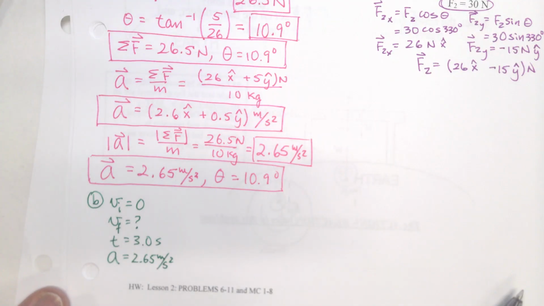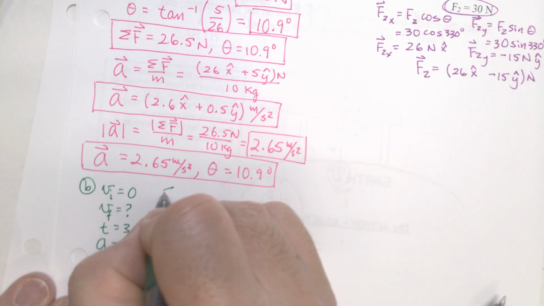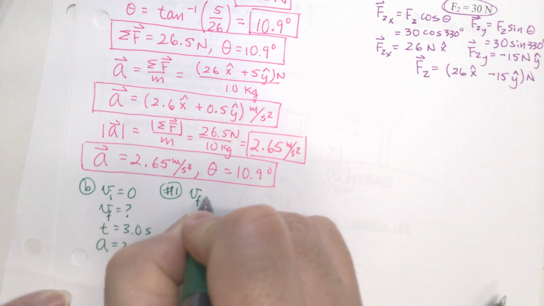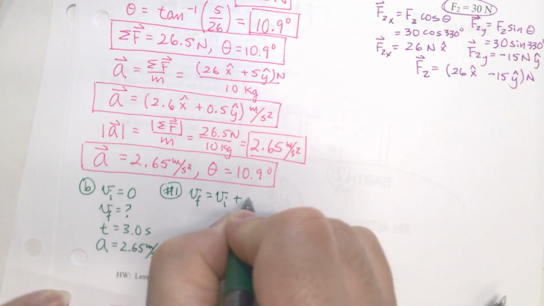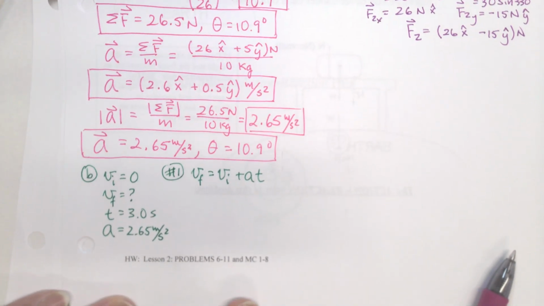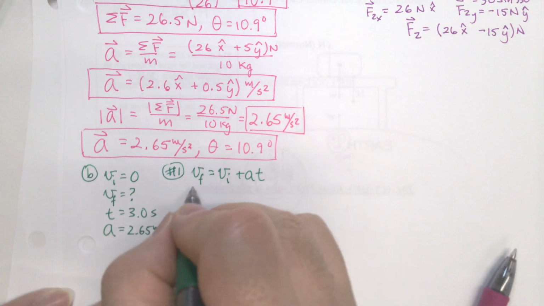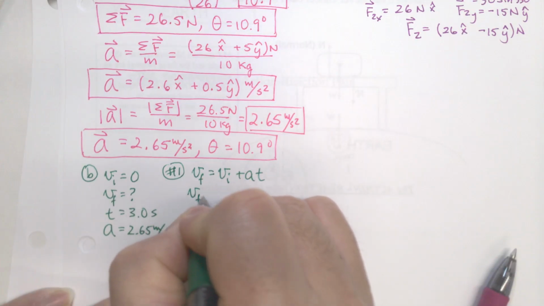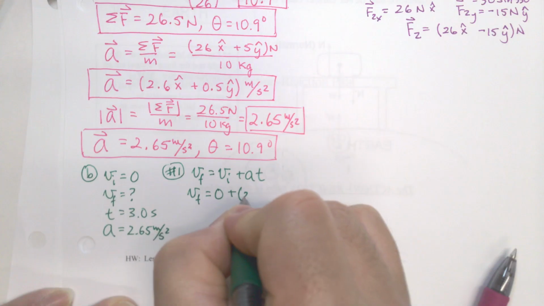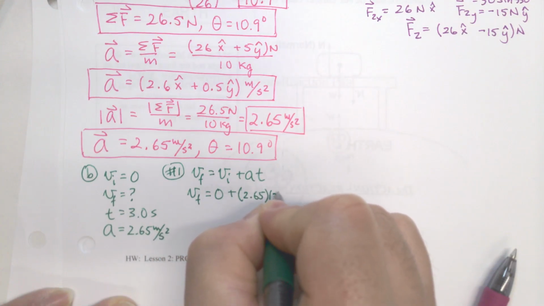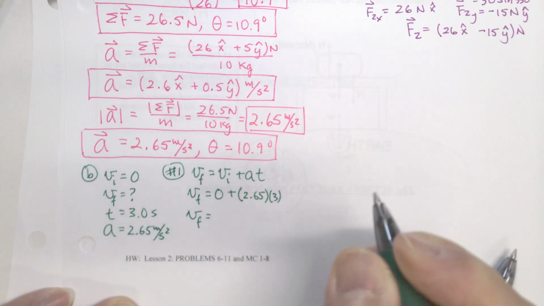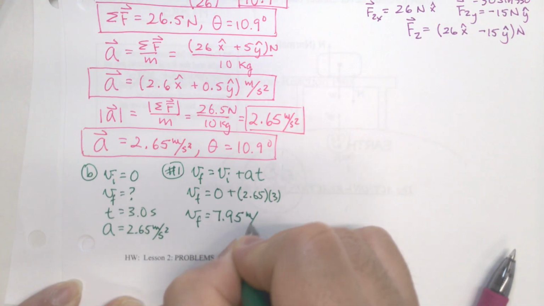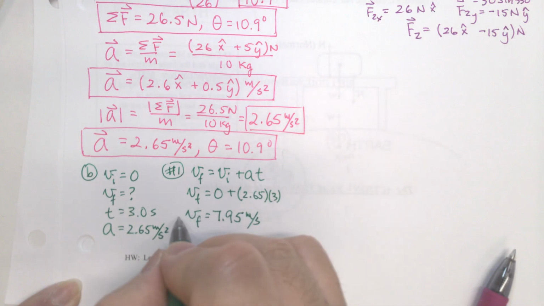This is easy. Use equation number 1. Oh my God, if you still don't know this, you are in trouble. Use equation 1, and equation 1 is Vf is equal to Vi plus At. So Vf is what we're looking for. Vi is 0 plus 2.65 times 3 seconds. So my Vf comes out to 7.95 meters per second, right? So this is how fast it's moving.